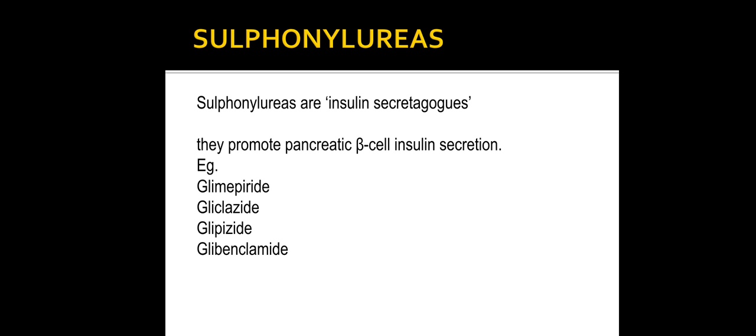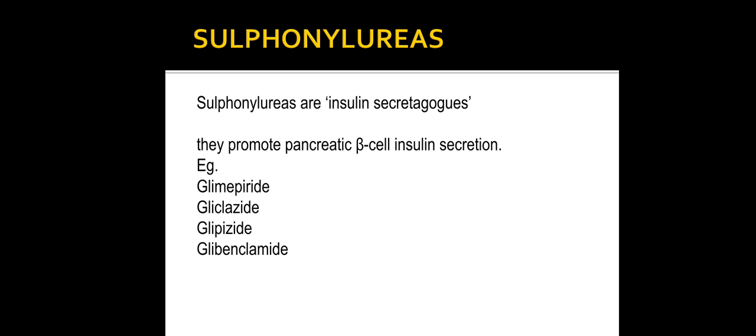What you have to understand at the outset is that any drug which produces hyperinsulinemia will produce weight gain and can also produce increased fluid retention. The classical example of a sulfonylurea is glimepiride. Other examples are gliclazide, glipizide, and glibenclamide.